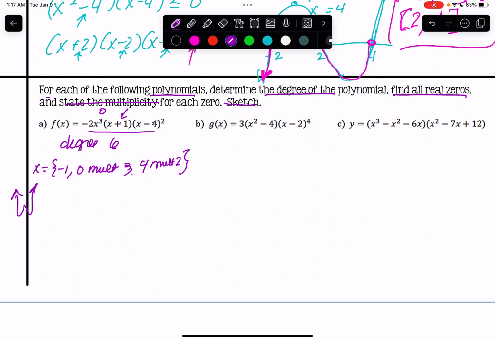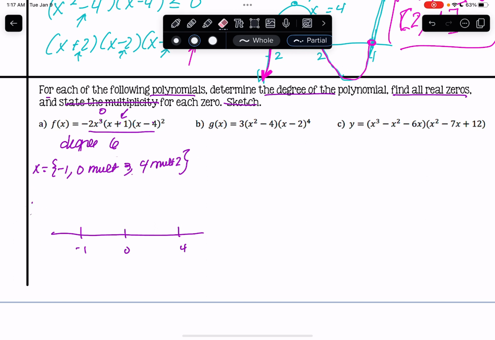Okay, so let's put our zeros in. So we have one at -1, one at 0, and one at 4. All right, and actually, I should erase this so you don't have that in your notes wrong. We have to come through -1, okay, and have no other option.